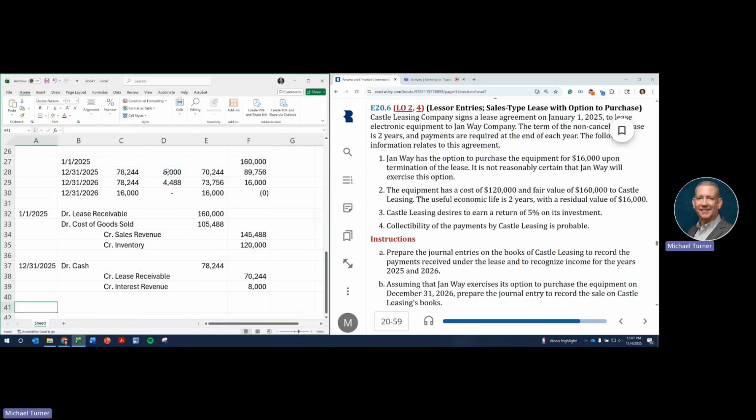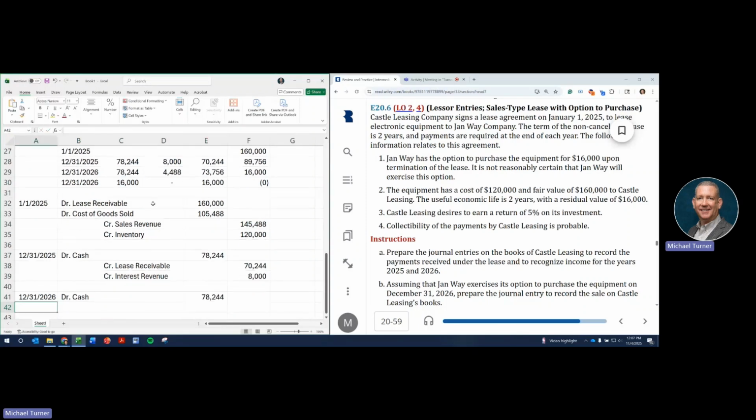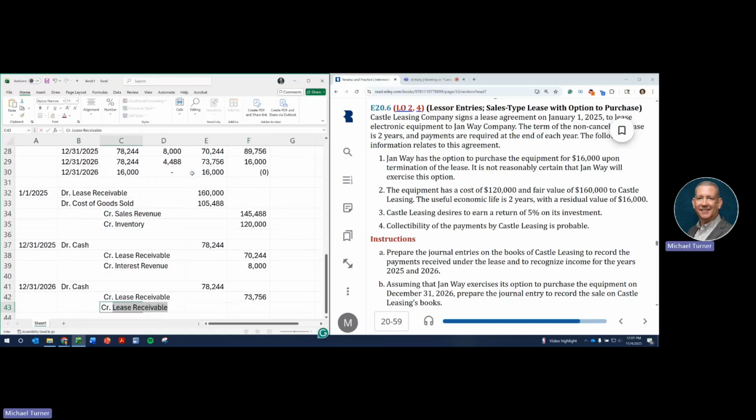And then another year goes by and we get our second lease payment. So we'll debit cash. We go to our schedule, we get $78,244 in cash. And we will credit lease receivable, and that amount is $73,756. And also credit interest revenue for year number 2, and that is $44,488.